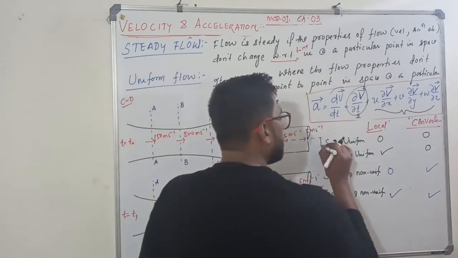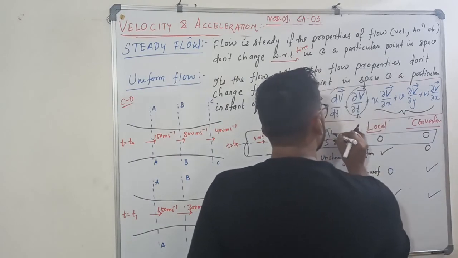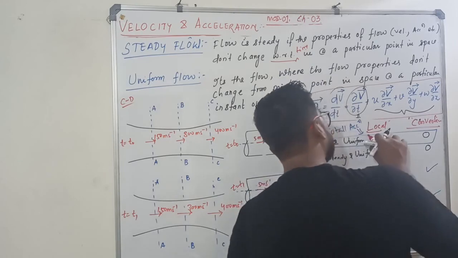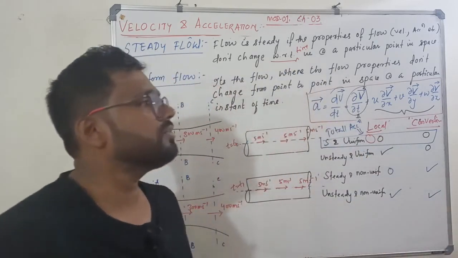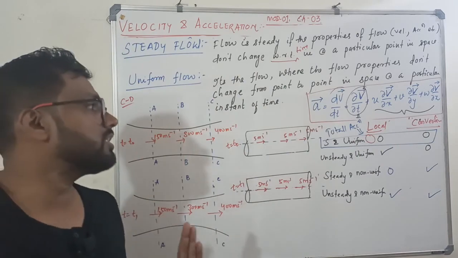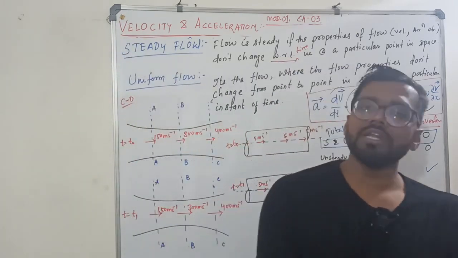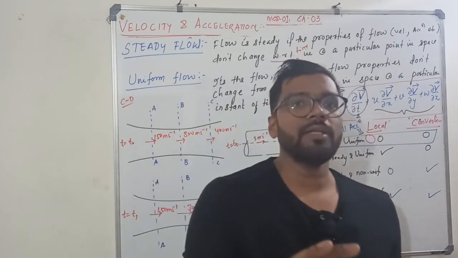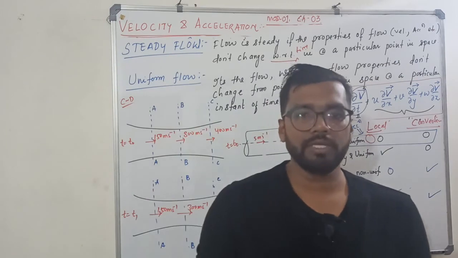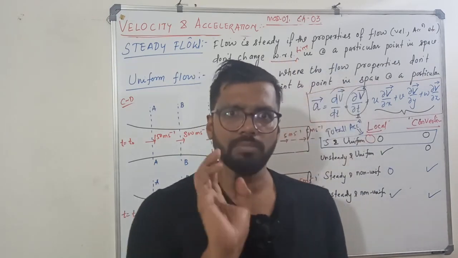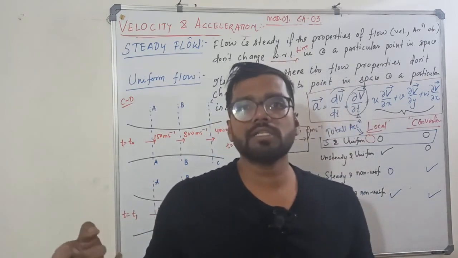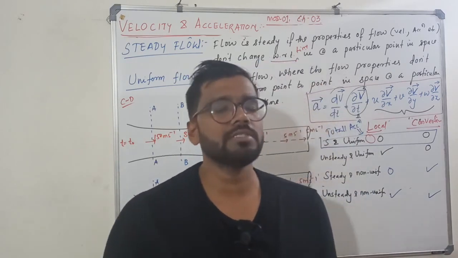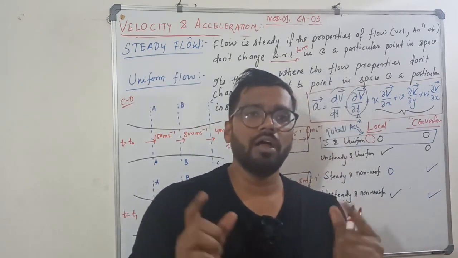So in case of a steady uniform flow, the total acceleration is 0. This is what I wanted to convey. With this, kinematics part 3 is over. Next class will be dealing with types of flow, and I'll see if I can do some problems on these acceleration terms also. All the very best.